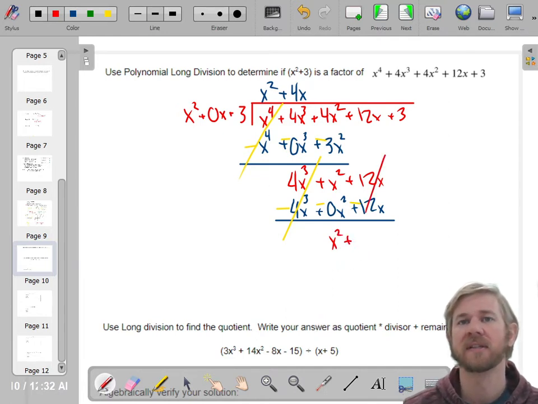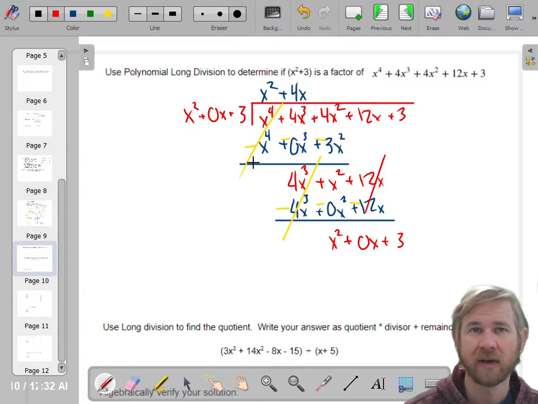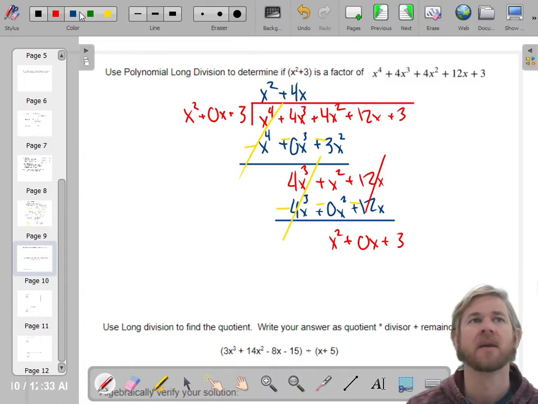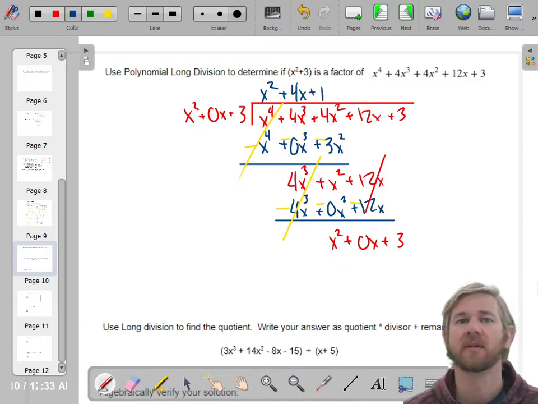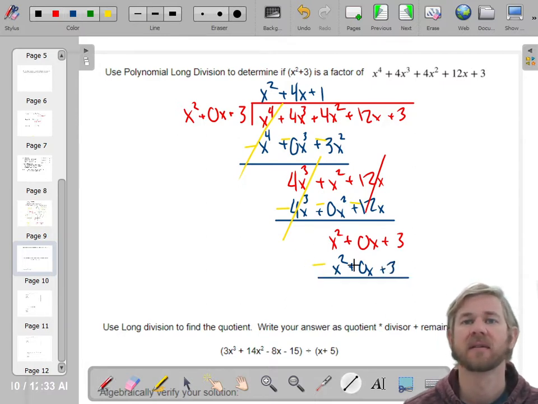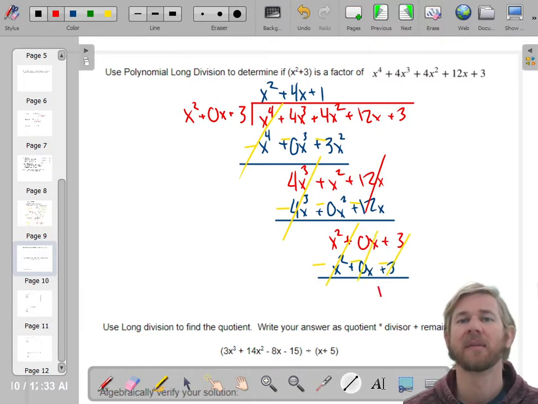Now I'm just going to put a 0x in there and bring down the 3, because those canceled out. Again, I want 3 terms because this is a trinomial. But you might notice something's going on here. So what are you going to multiply x squared by to get x squared? 1. Distribute the 1. You get x squared plus 0x plus 3. And when you flip your signs, cancel. 0 minus 0 is 0. And 3 minus 3 is also 0. So that means the remainder is 0.